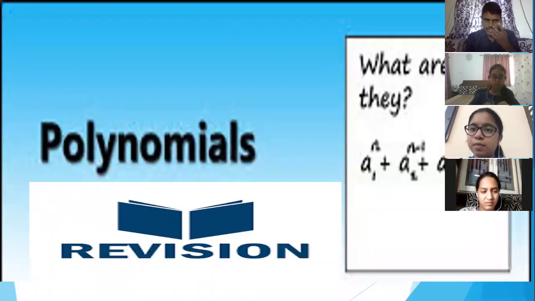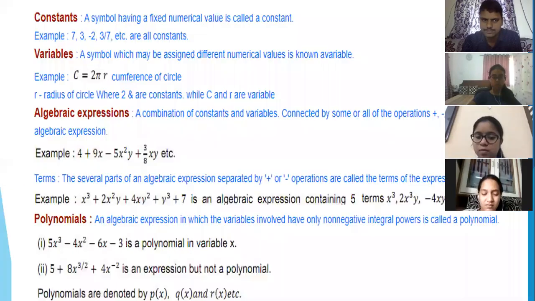So today, on polynomials, we are going to revise a few important points. Careful, children, if you want to note down, you can note down. I'll come back after that. First, listen once. Constants: a symbol having a fixed numerical value is called a constant. So numbers, either positive or negative, fractions or rational numbers, are all called constants. I request you to mute yourself.